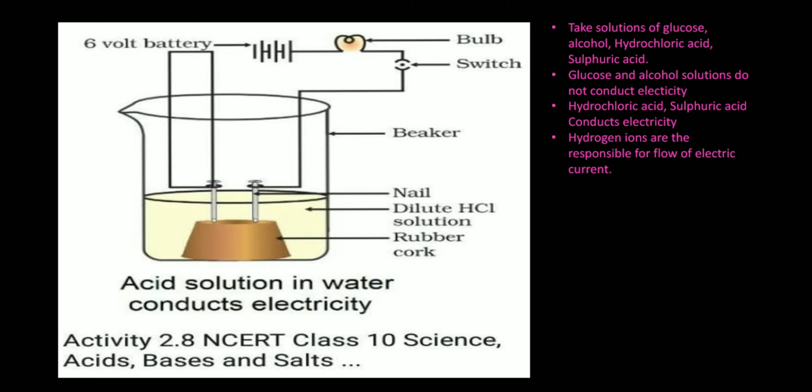Now first of all, we have to add dilute hydrochloric acid. We start with the experiment. We have 4 solutions: glucose, alcohol, hydrochloric acid and sulfuric acid. First we take the acid, dilute hydrochloric acid HCl solution, dissolved in water to make it dilute, and add it to the beaker as shown in the figure. Then switch on the button now.